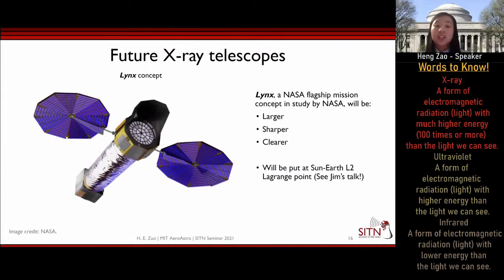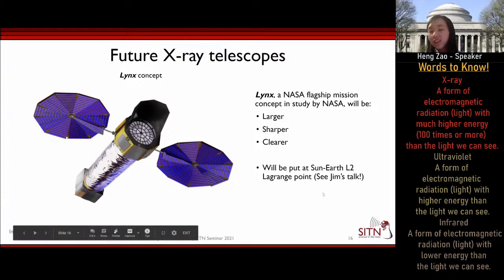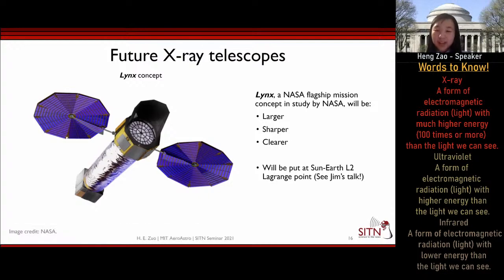For future telescopes, there is currently a concept called Lynx that's funded for study by NASA. It will try to achieve larger, sharper and clearer imaging. It's basically going to be better eyes for the telescope, and it will be put at the Sun-Earth L2 Lagrangian point. I'll not really talk too much about that, but please see Jim's talk next, and he'll probably tell you a little bit more about what the Lagrange point is.